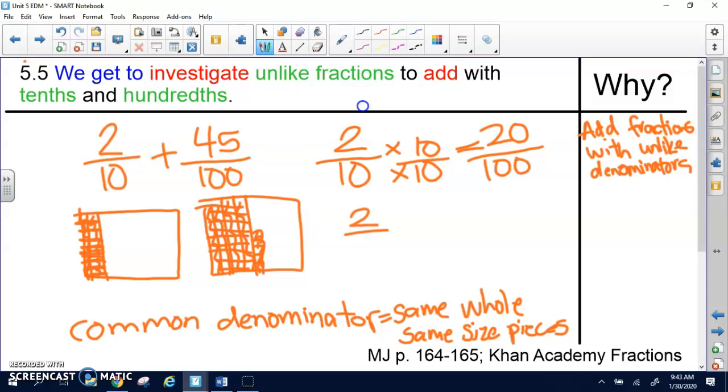So instead of 2 tenths, I now have 20 hundredths plus 45 hundredths. Now I have what's called a common denominator: they both are 100. So now I can add them. I couldn't add them before because they weren't the same denominator. We know in addition of fractions, we do not add the denominators. We only add the numerators. So 45 plus 20 turns out to be 65.